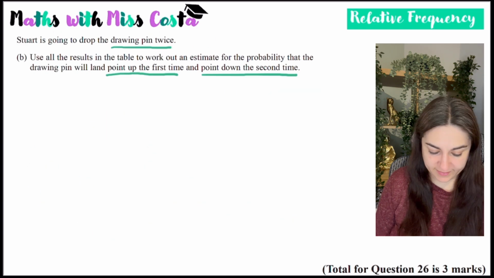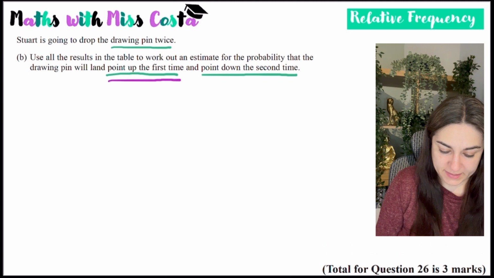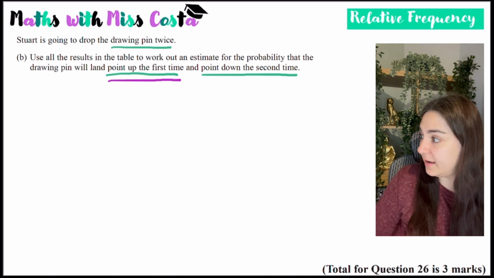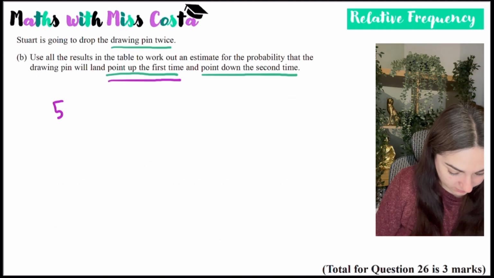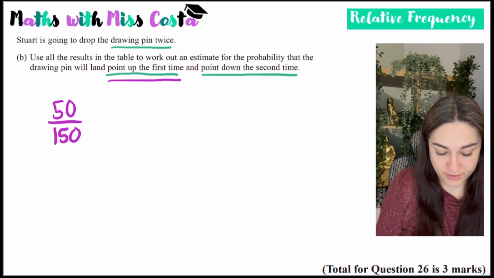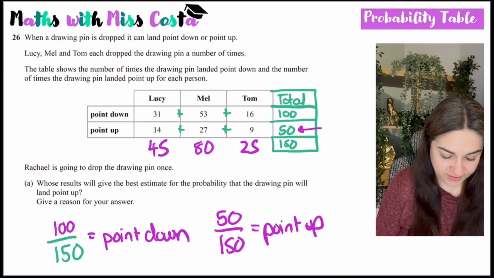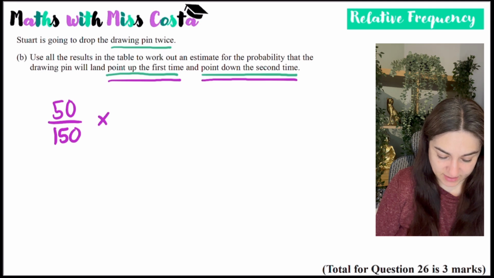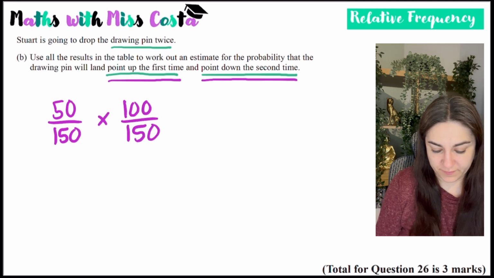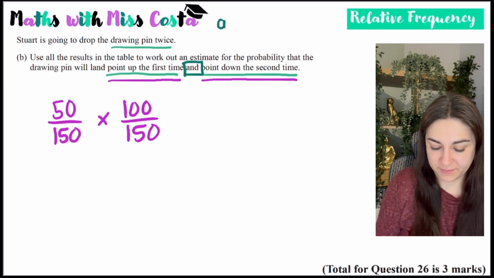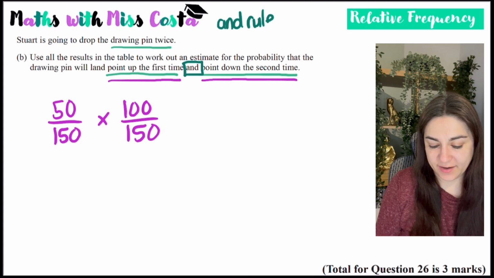So using that, I can go down here, and the probability that it will land point up the first time is 50 over 150. You could simplify this, but you don't need to. And the probability that it would land point down the second time is 100 over 150. Now, using probability, whenever we're told that we want to work out the probability of this and this happening, it's the and rule, and we multiply the probabilities to find out what the answer is.